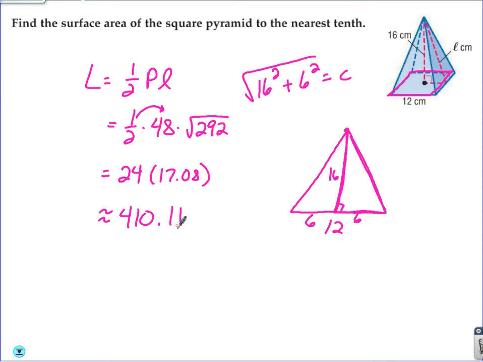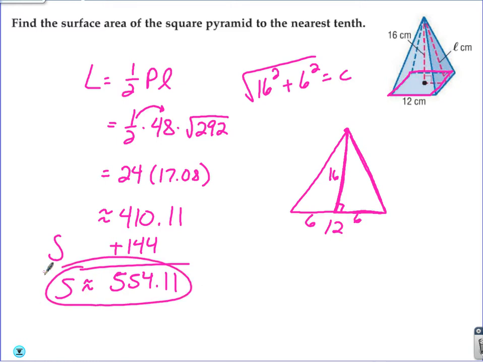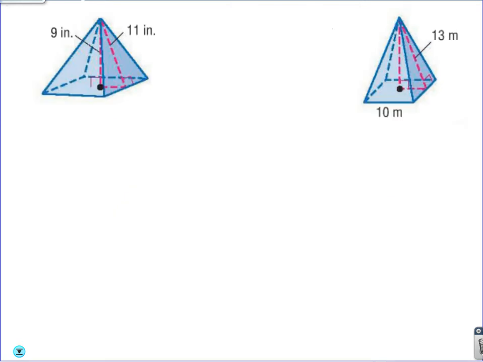If I want surface area, it's going to equal this lateral area plus, everybody tell me what we're at now. Area of the base, which is a 12 by 12 square, 144. So we don't need a calculator for that. That's 554.11. Surface area is about 554.11 centimeters squared. You're still doing surface area. Imagine that pyramid with little squares all over it. We're covering it with something. We're painting it. We're doing something of that nature.